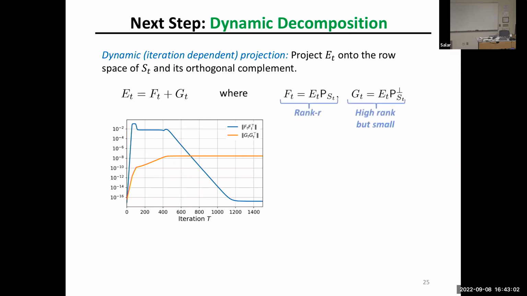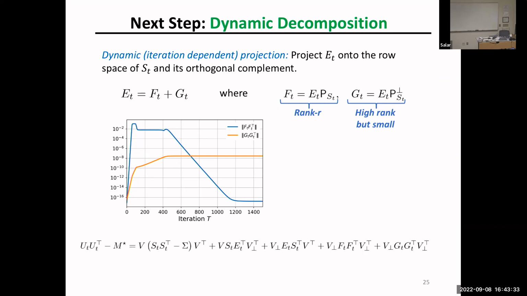But turns out that FT is low rank. In fact, its rank is exactly R, no matter how big your overparameterization is. The rank of FT is R. So I can essentially control this using the notion of sign RIP because it's low rank. The second term is the high rank term. The rank of GT can be as big as R prime, but turns out we can control the norm of this GT, and we can show that it remains in the order of alpha.